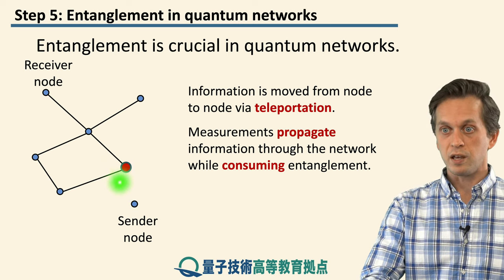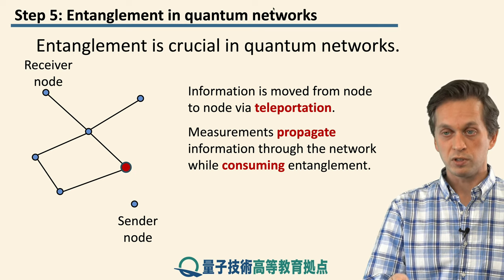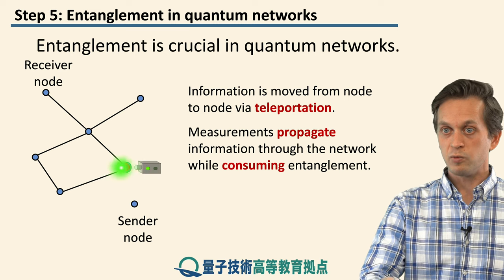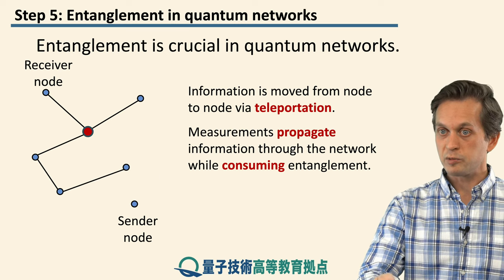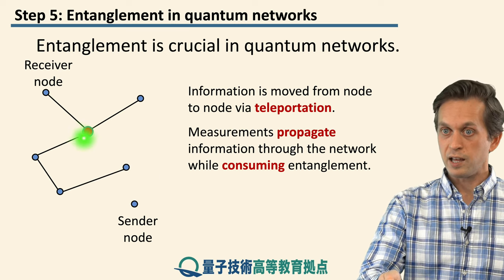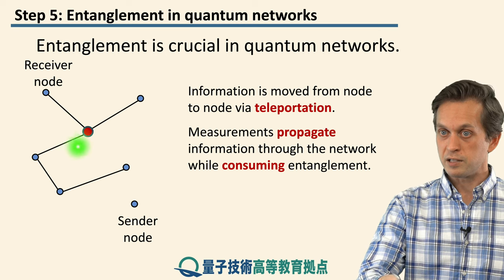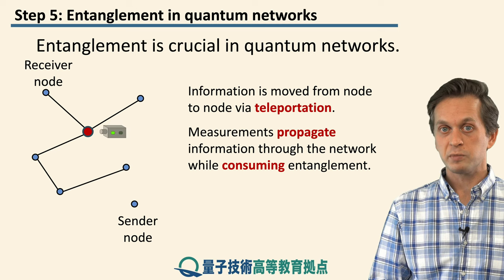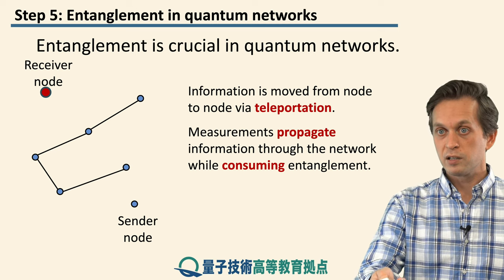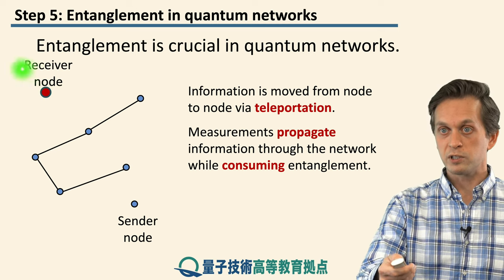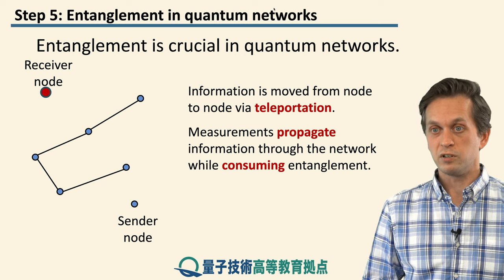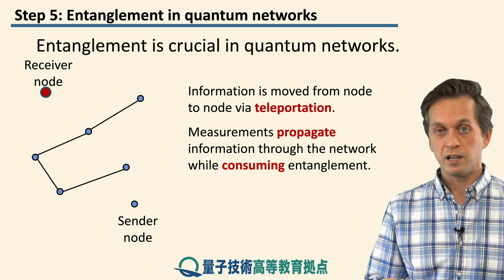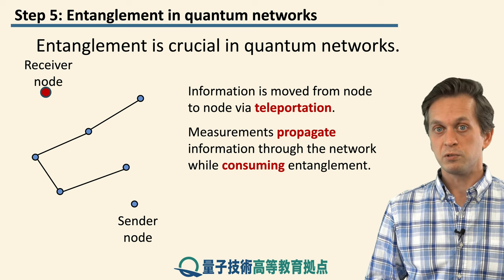Then what happens next is this new node performs the same type of measurement, which again will consume the entanglement between itself and this neighbor here. And again, the following neighbor performs a measurement, and finally the quantum information reaches the receiver node. So good, the sender has succeeded in getting the message to the receiver.